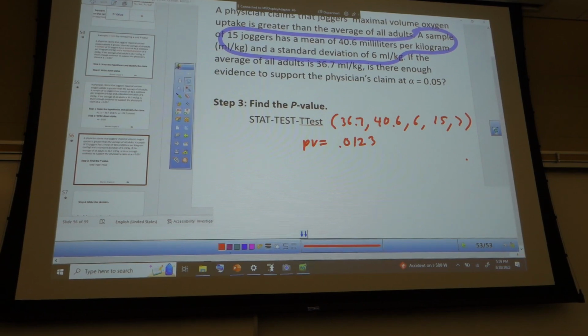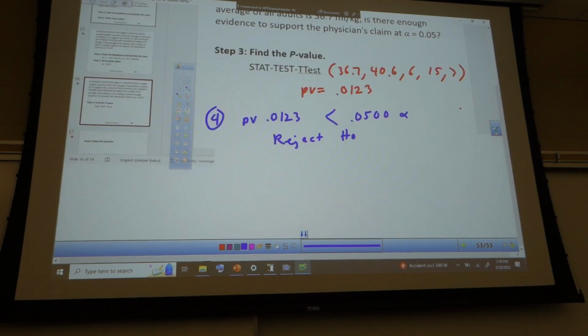Step 4, I can compare my p-value, 0.0123, to alpha. Alpha is 0.05. I'm going to give it 2 more decimal places so it matches up. And alpha is totally bigger. The p-value is less than alpha. It's unusual, right? Is everyone kind of with me? If it's equal to or less than alpha, it's unusual. So I'm going to reject the null hypothesis. I should not be getting unusual things, so the null hypothesis must be at fault. It must be wrong. So if I reject H naught, do I have enough evidence or not enough evidence? Enough evidence.